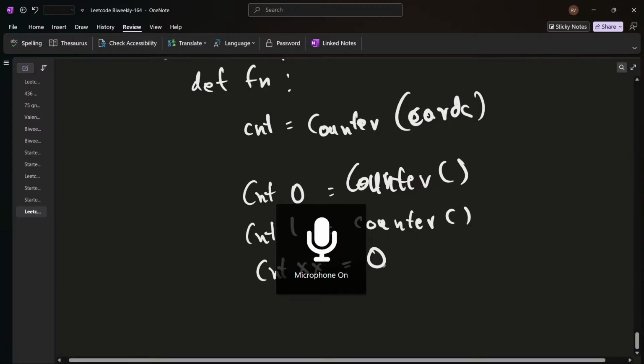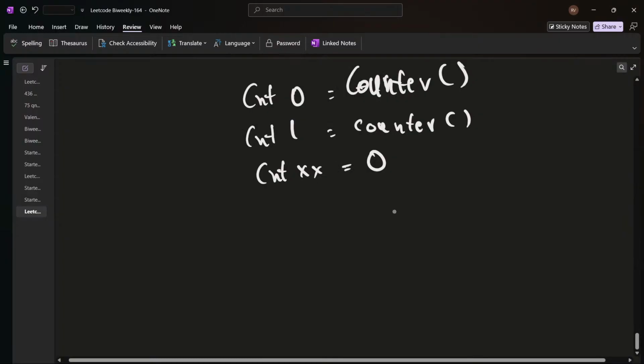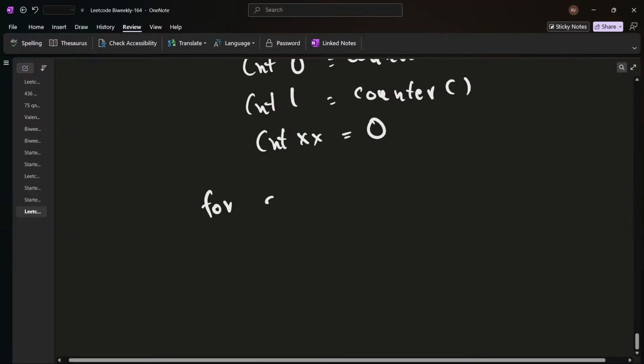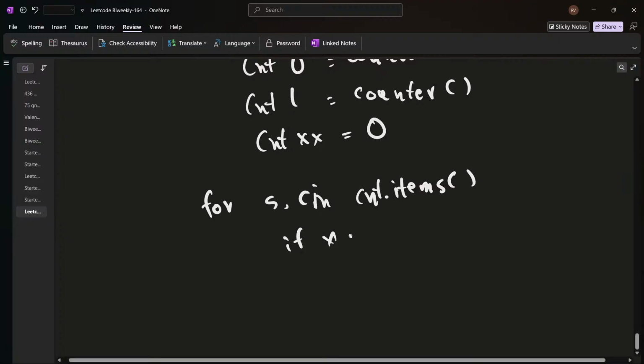Well, guys, we'll go on quickly. After this, we'll run a loop. We'll run a for loop for S and C in count dot items. If X is not in, yes, we'll just continue it.